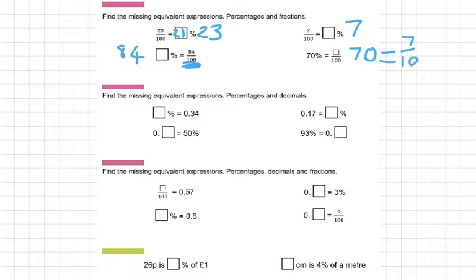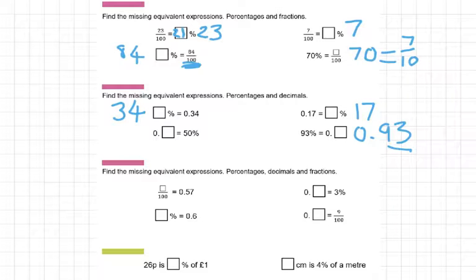Moving on to the next set of questions. 0.34, so now we've got decimals, is 34%. We'll come back to the one below, so we'll move over to this side now. So 0.17 is 17%. Looking at this one here, 93% is 0.93, so you needed the 93 there.